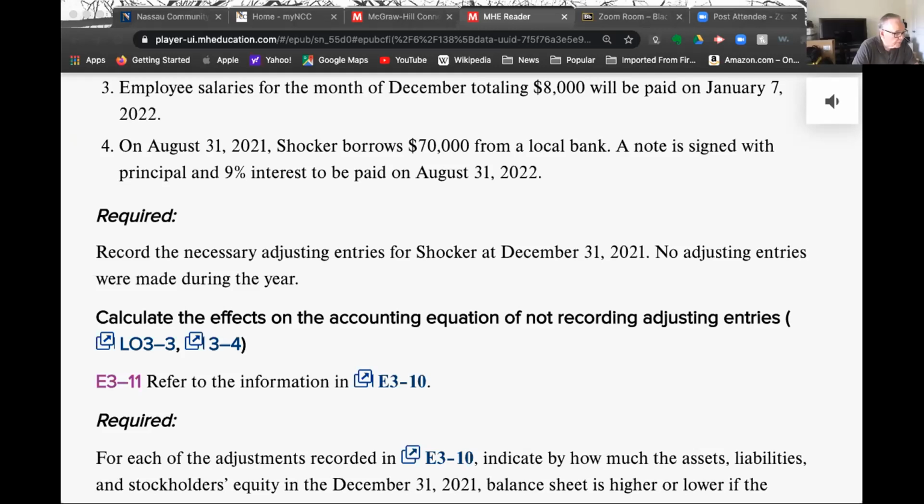All right, let's take a look at the next one. Number 3. Nice. You can breathe easy when you see these, right? Employee salaries for the month of December totaling $8,000 will be paid on January 7th. Debit salaries expense, and credit salaries payable.